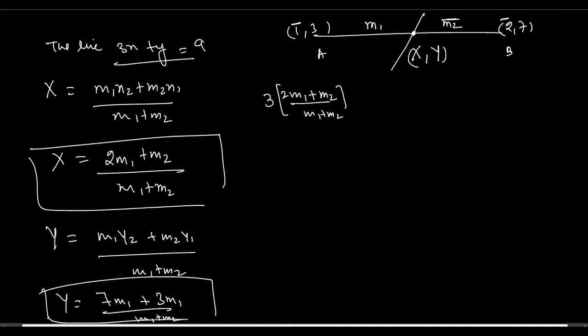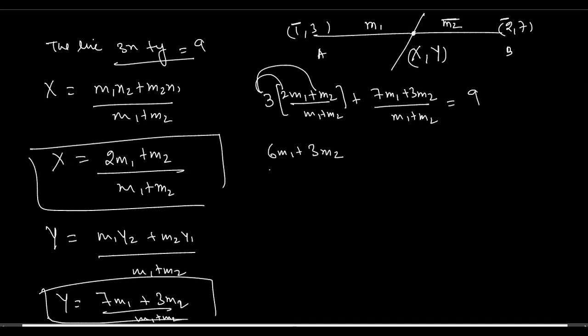In a similar way, plus Y, which is (7M1 plus 3M2) upon M1 plus M2, and that would be equal to 9. Now open the bracket and multiply. So you can write 6M1 plus 3M2 upon M1 plus M2 plus 7M1 plus 3M2 upon M1 plus M2 is equal to 9.